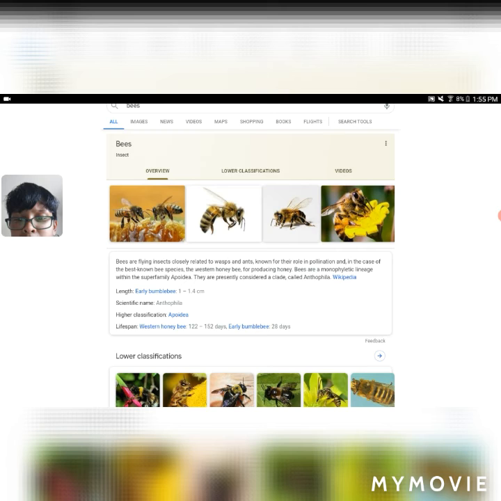Length: an early bumblebee is 1 to 1.4 centimeters. Its scientific name is Anthophila. Its higher classification is Apoidae. Lifespan: a western honeybee's lifespan is 122 days to 152 days. An early bumblebee's is 28 days.